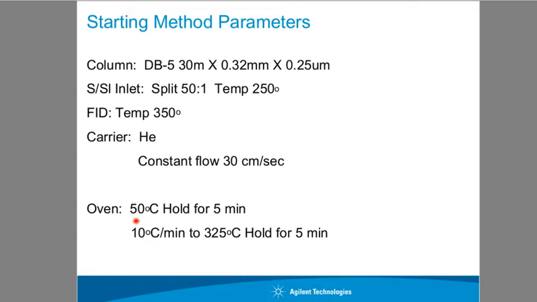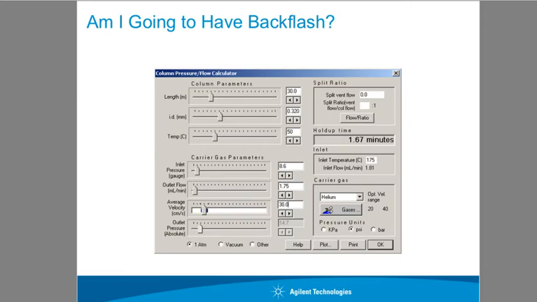Again, something cold so that we can get it to focus on the head of the column. Anything more volatile, we give it 5 minutes to try to resolve from one another. Then we're going to do a really mild ramp at 10 degrees a minute up to the isothermal limit of the column, and we're going to hold it at 5 minutes. We want to make sure that we're not going to have any backflash.